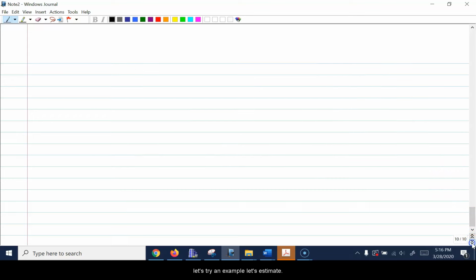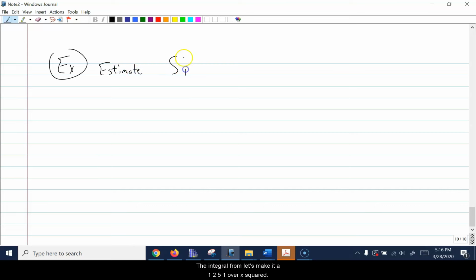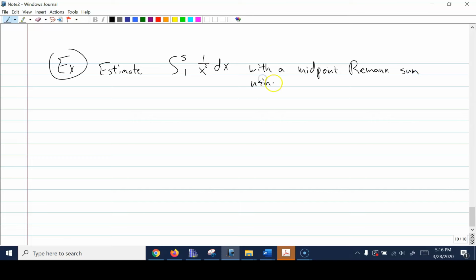But let's try an example. Let's estimate the integral from, let's make it 1 to 5, of 1 over x squared dx with a midpoint Riemann sum using, should we make n equals 6? 6 is a hassle. Well, let's just make it a hassle using n equals 6.